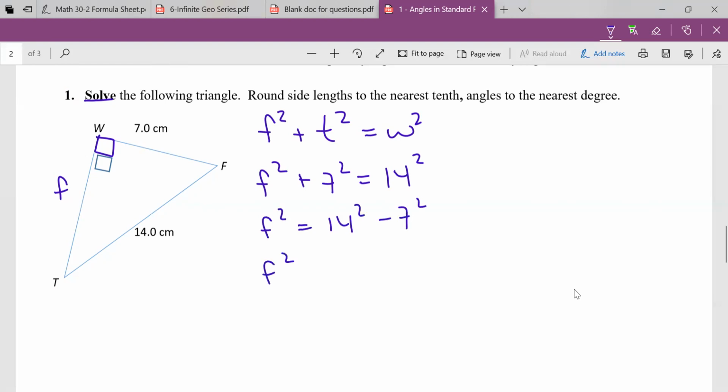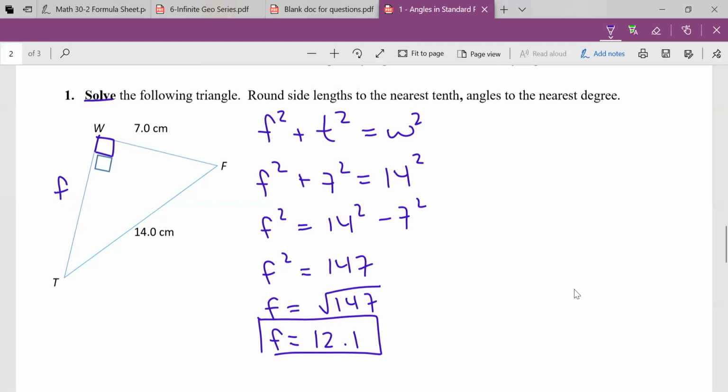It's amazing that after all these years of using this basic formula, I'll see students make mistakes in grade 12 doing this on their diploma. And now I'm going to square root because the square root is the inverse of squaring, so it undoes it. And we're going to round usually side lengths to the nearest tenth. And there it is. So there's side F. Now it makes sense that side F is a little smaller than 14 because 14 is the hypotenuse.